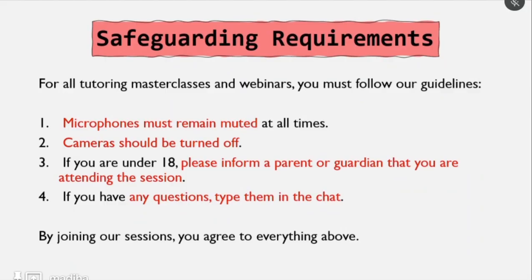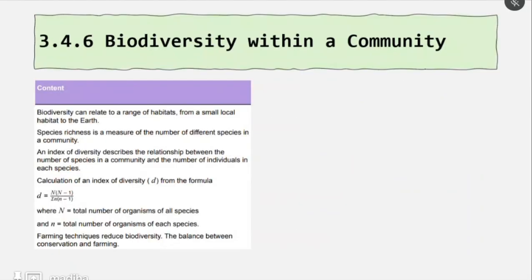So we'll just go through the specification now. This is literally all it is in the specification. It's really short, but essentially I've split it up into 4 different things. First, we're going to go through biodiversity and a few definitions. This topic has a lot of definitions, so it'll be useful if you have paper nearby to copy down the definitions or take screenshots, because a lot of it is just memorizing, so be aware of that.